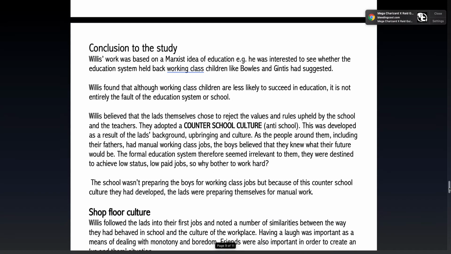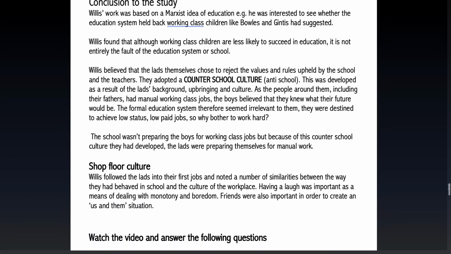And what Willis found was that his work was based on the Marxist idea of education, and he was interested to see whether the education system held back working class children like Bowles and Gintis suggested. Willis found that although working class children are less likely to succeed in education, it is not entirely the fault of the education system or the schools. Willis believed that the lads themselves chose to reject the values and rules upheld by the school and the teachers. They adopted a counter-school culture, or anti-school culture, and this was developed as a result of the lads' backgrounds, upbringing and culture. As the people around them, including their fathers, had manual working class jobs, the boys believed that they knew what their future would be. The formal education system therefore seemed irrelevant to them. They were destined to achieve low status, low paid jobs, so why bother to work hard?